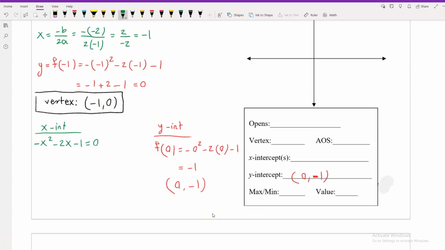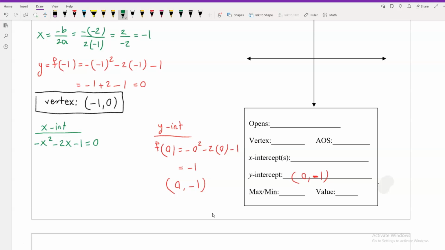Now finding the y-intercept, x equal to 0. So for f of x, that means we have to find f of 0. So instead of x, use 0. What we have for y is negative 1. So f of 0 is negative 1. That means the y-intercept is 0, negative 1.